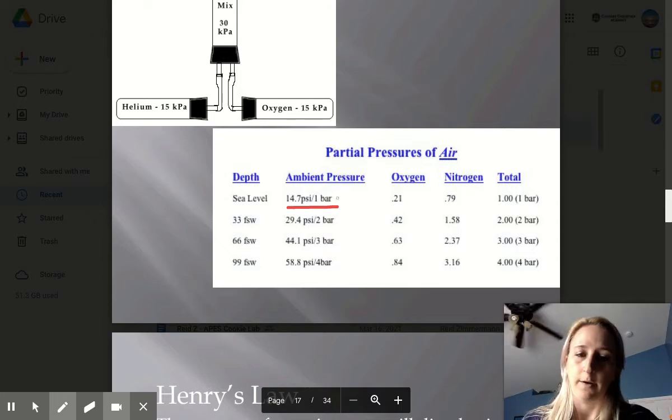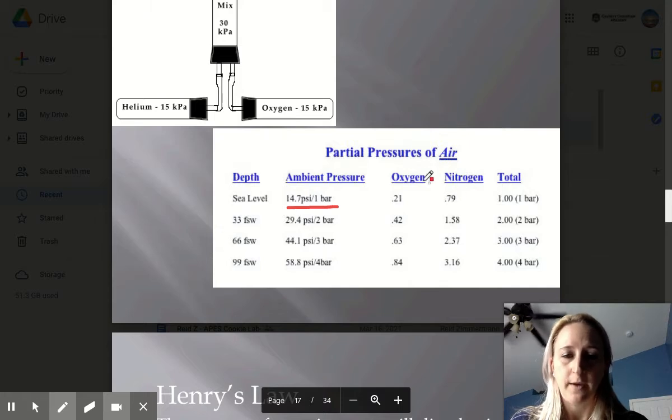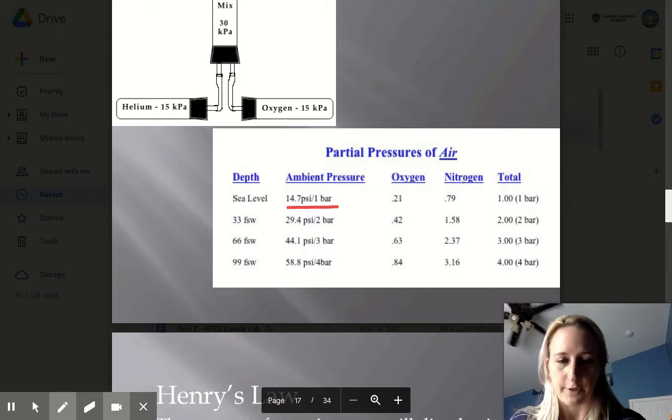So what we're going to look at here is the two main gases we're concerned with in scuba diving in your tank of air. We have nitrogen and we have oxygen. We know that nitrogen makes up 79% of what you're breathing.